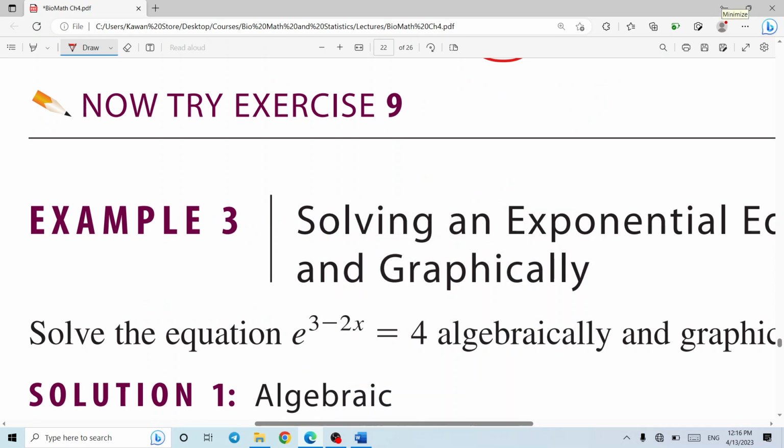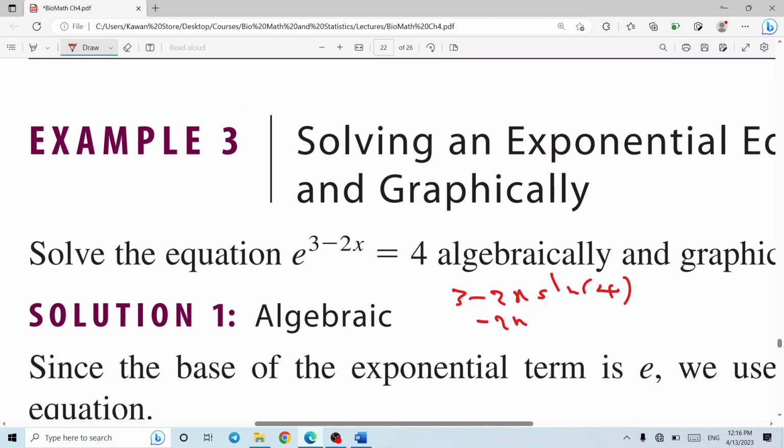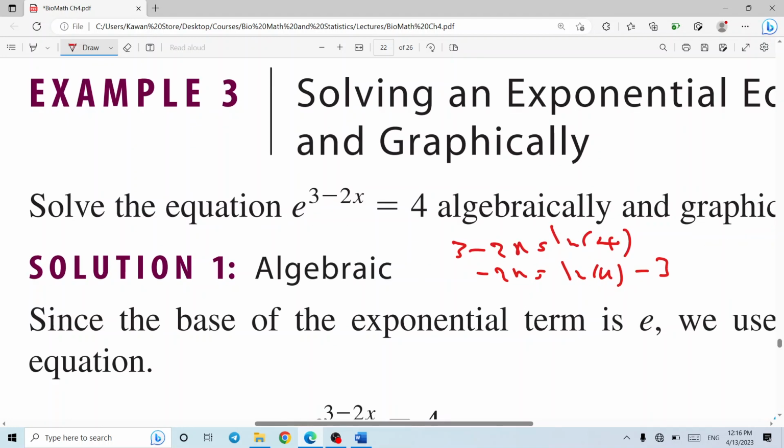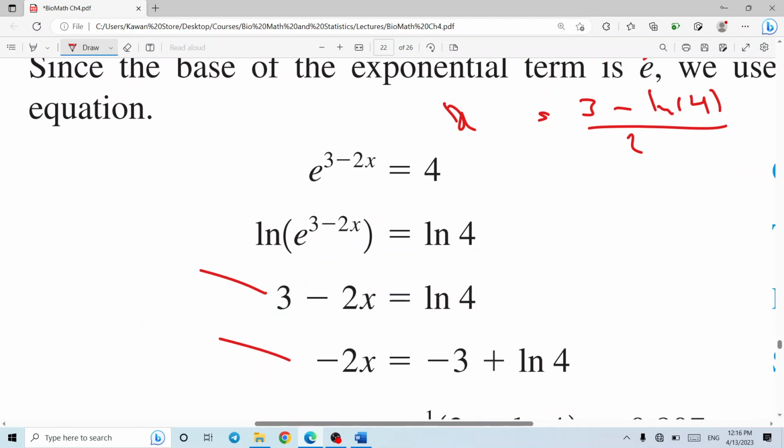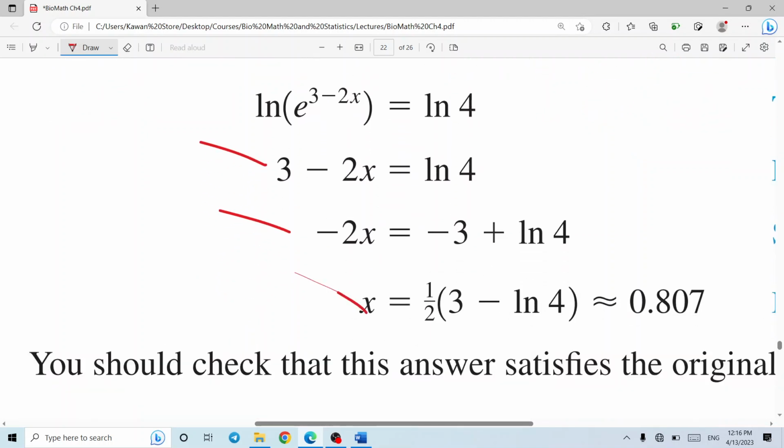Look here quickly. I say 3 minus 2x equal to ln of 4. Then minus 2x equal to ln 4 minus 3. Then I'm going to divide by minus 2. I'll get ln of 4 minus 3, all divided by minus 2. You can use something like that, or you can leave it like here. It's okay. Both of them are right. See? Here's the solution, and here's the result. Good.